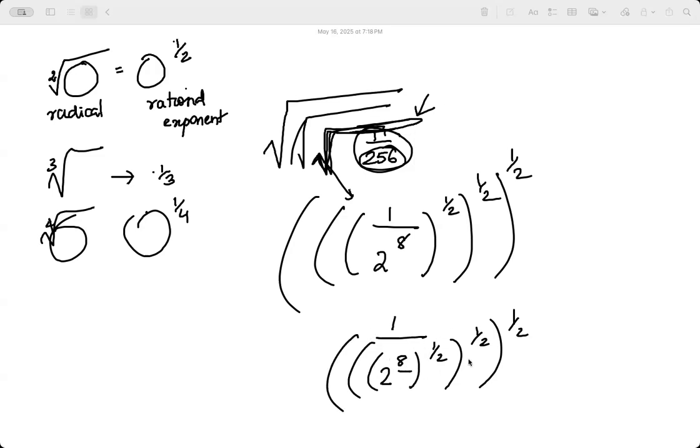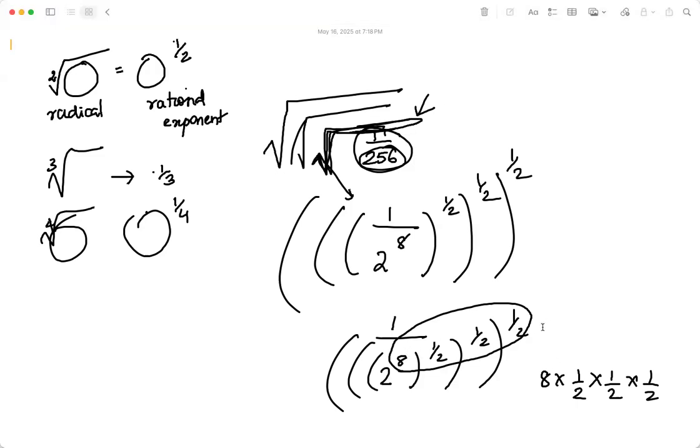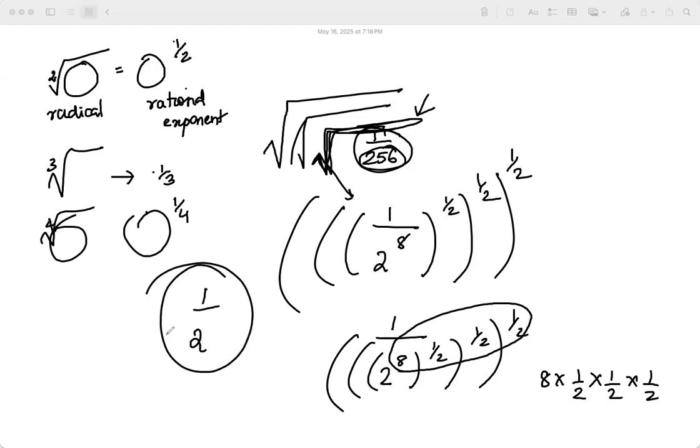Yeah, when there are powers, you can just multiply all the powers. Fractional powers. What is it if you multiply the powers? 8 times half times half times half. It is called the power of powers for exponents. What is the answer to this? The power becomes 1. So 2 power 1 by 8... so 1 by 2 power 1 is 1 by 2. Easy? When you start converting the radicals to rational exponents, it becomes easier.